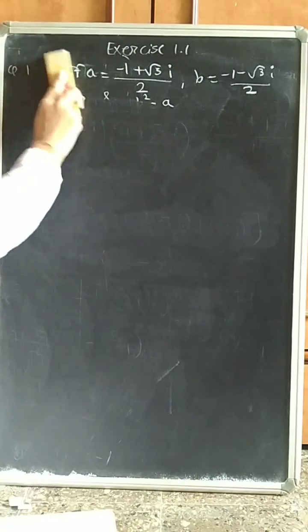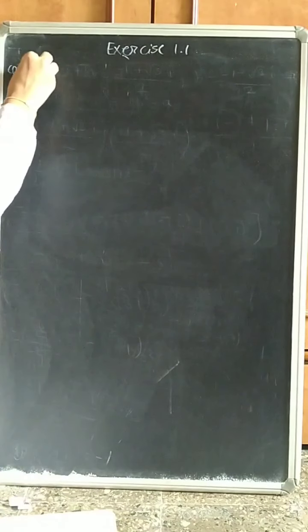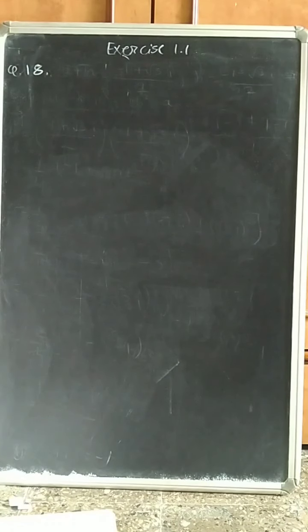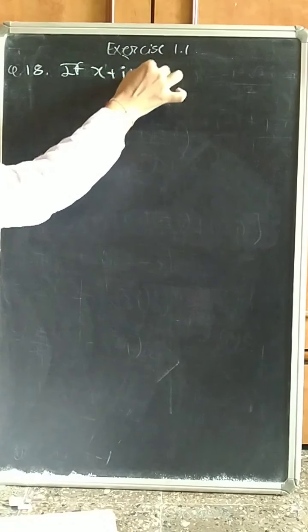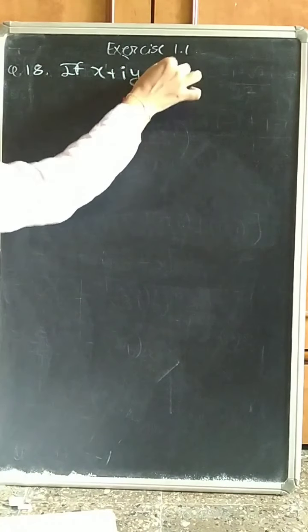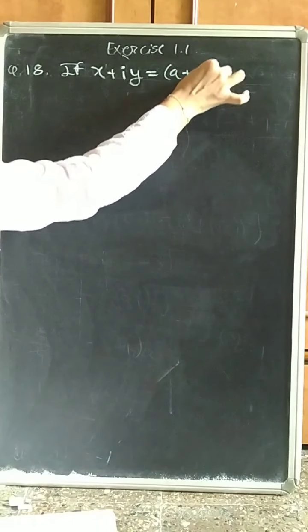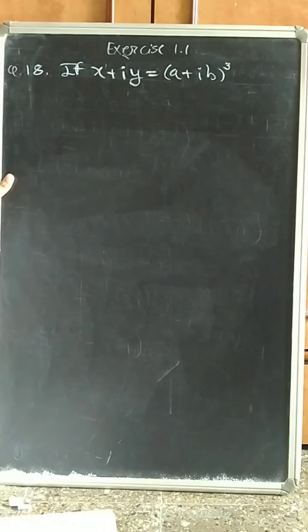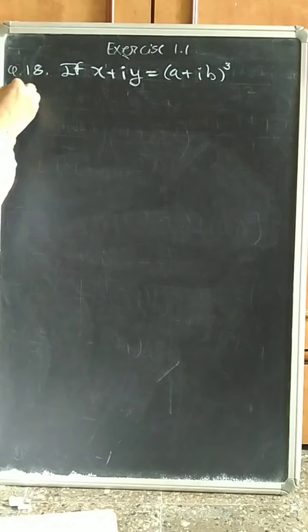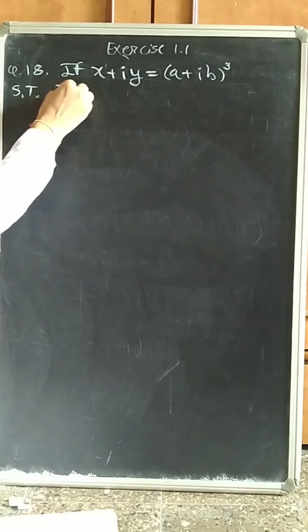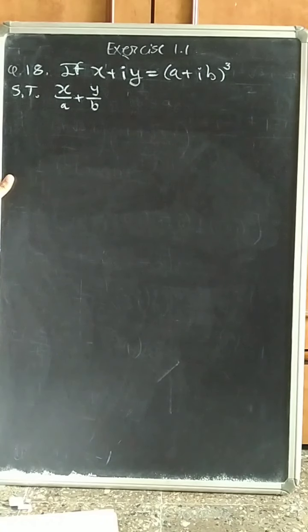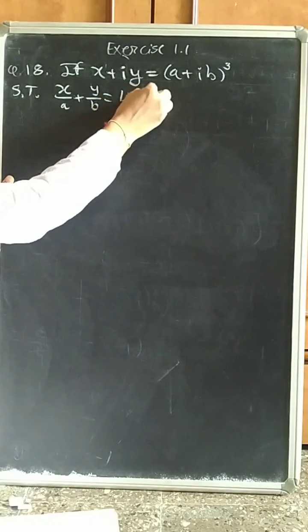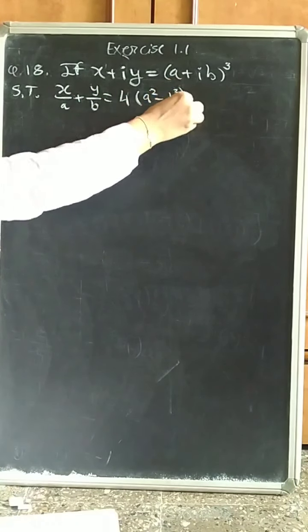slightly tricky. Let's do that. 18. If x plus iy equal to a plus ib cube, show that x upon a plus y upon b equal to 4a square minus b square.